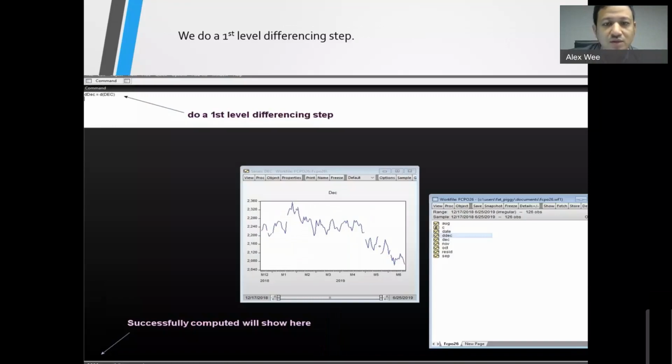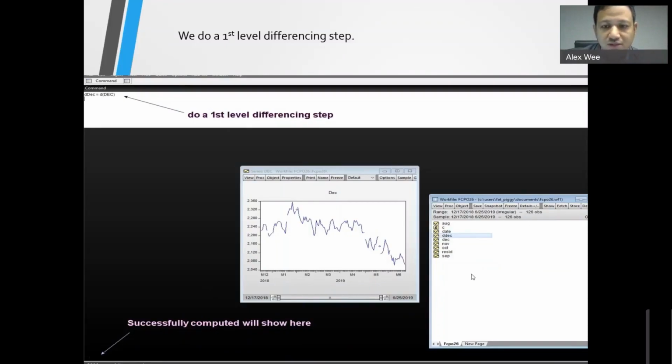So what you do now is the first level differencing step. Inside EViews, you type this command: DEC = D(DEC). It means you want to do a one level differencing. You click it, and then you'll be able to see that it is successful downstairs. It means you have successfully removed the unit root. That's what you have done. You removed the unit root, and you have done your first level differencing step.